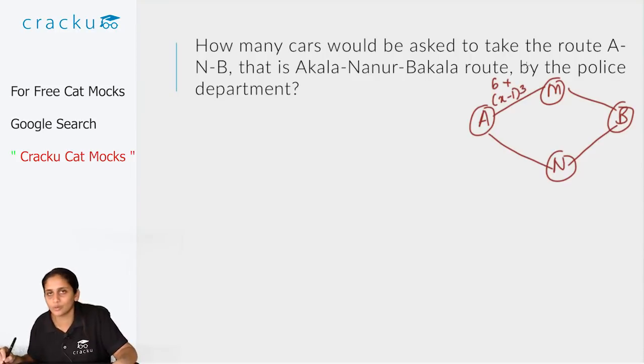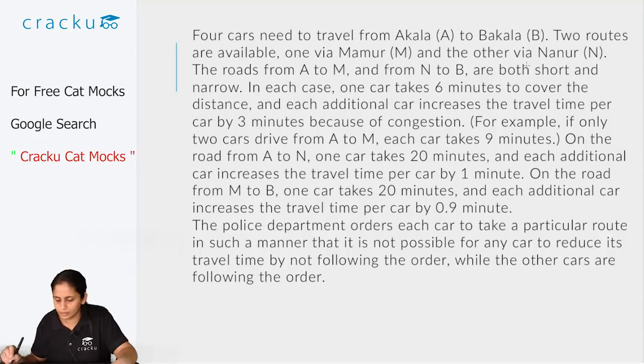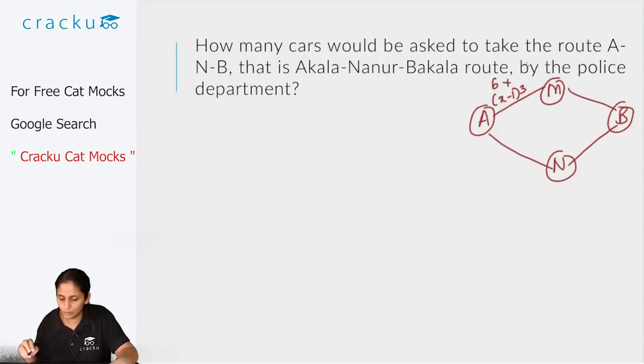So if 2 cars go, it will be 2 minus 1, that is 1 into 3, so it will be 9 minutes. If 3 cars go, that will be 3 minus 1, that is 2 into 3, so that is 6 minutes, 6 plus 6, that will be 12 minutes. And so on. We see that the same thing is given for the other side also, that is N to B. So we'll write the same equation, 6 plus X minus 1 times 3.